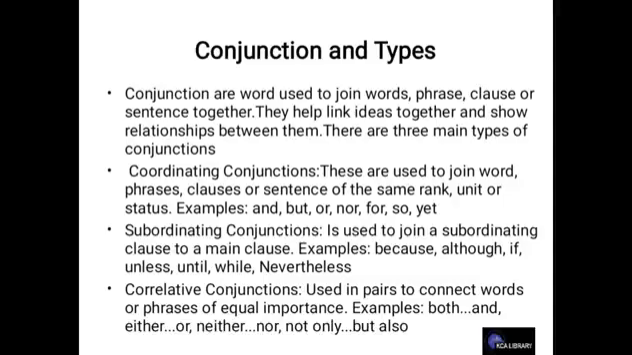So we have the subordinating conjunction. A subordinating conjunction is used to join a subordinate clause to a main clause. In other words, it is used to join a dependent clause to an independent clause. Examples are because, although, if, unless, and the likes. So we have correlative conjunctions. These are used in pairs to connect words or phrases of equal importance. Examples: both and, either or, neither nor, not only but also, etc.